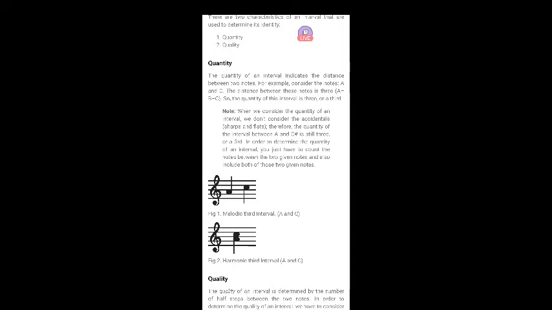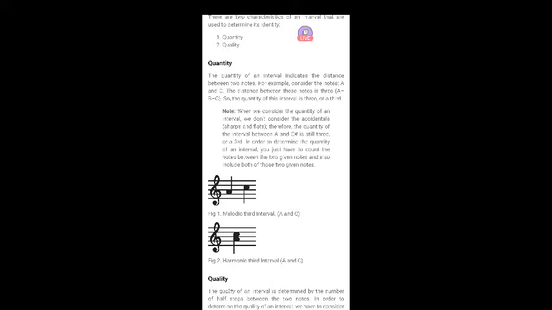When you consider the quantity of an interval, we don't consider the accidental sharps and flats. Therefore, the quantity of the interval between A and C sharp is still 3, or a third. In order to determine the quantity of an interval, you just have to count the notes between the two given notes and also include both of those two given notes.